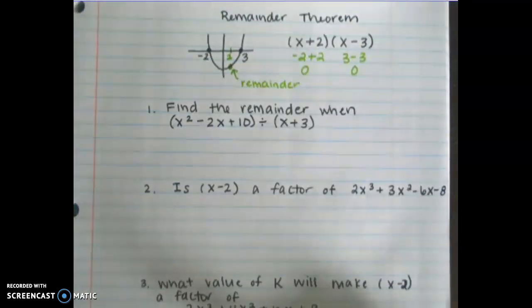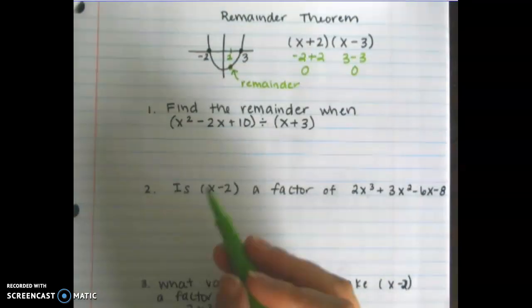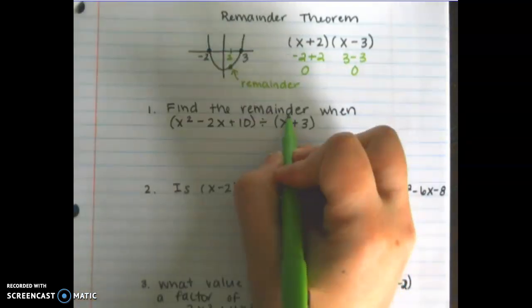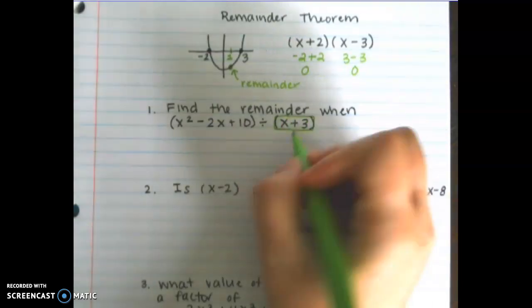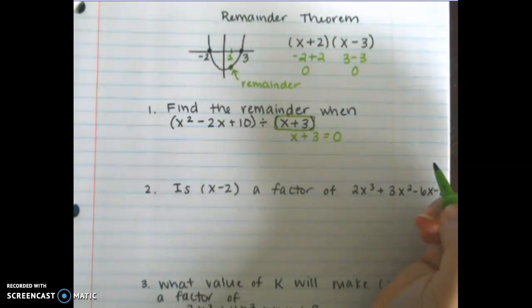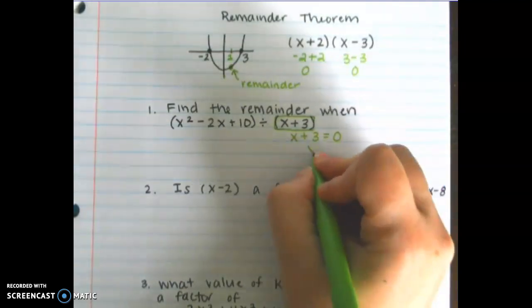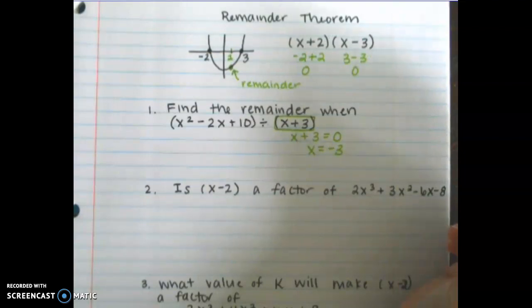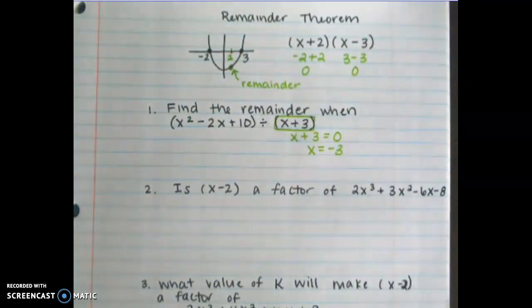In the first problem, find the remainder when this polynomial is divided by x plus 3. I'm going to start with the piece that looks like a factor. If it is a factor, then it should equal 0. So I'm going to solve this. I'm just going to subtract 3, so x is equal to -3. I'm going to plug that into my function. Anywhere I see an x, I'm going to plug in -3 and work it out. The answer that I get is called a remainder.